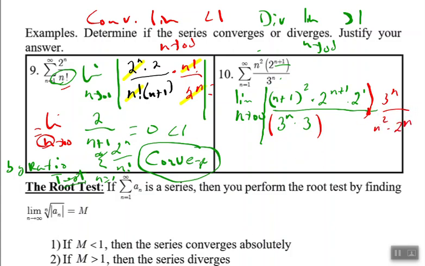Now, I want to remind you right here that you can only cancel out things that are exactly the same. So n squared is not exactly the same thing as n plus 1 squared. But I'm just going to highlight the things that are exactly the same that will cancel out. So 3 to the n, 3 to the n. Whoops, and I copied this down incorrectly. My bad.